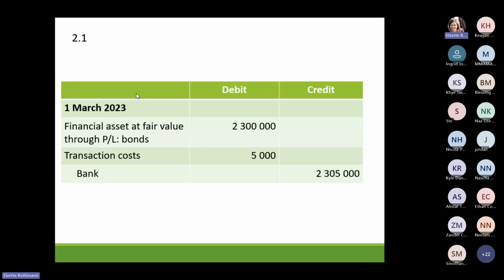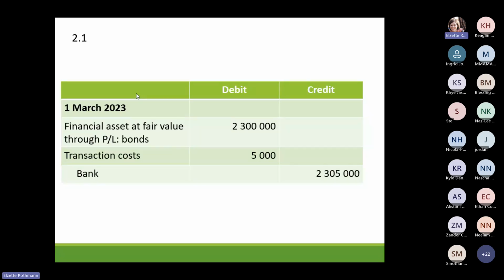Okay, so that's at the beginning. So there we recognize the financial asset. Now we have to also do this for the year end. Okay, so now on this financial asset, because it's an asset for us, we're going to have interest income.